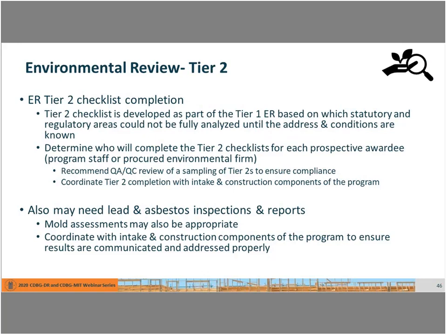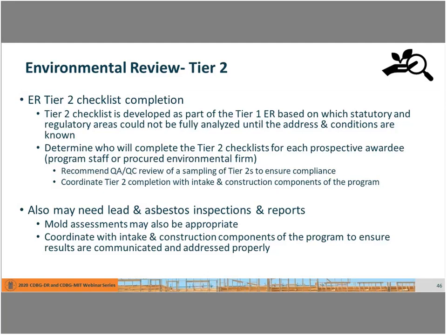So we want to close that loop with helping folks to understand the Tier 2, which is, again, a unique checklist. One thing I want to say is that a lot of grantees think there's a Tier 2 standard checklist out there. There's not. The Tier 2 checklist should be created as part of the Tier 1 process based on your unique geographic location, your program type, and environmental conditions.